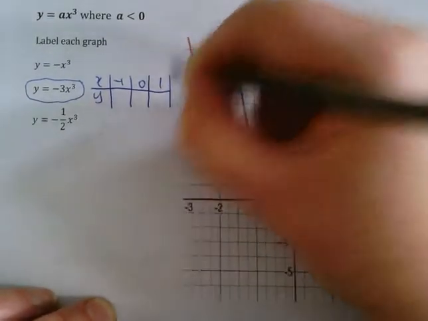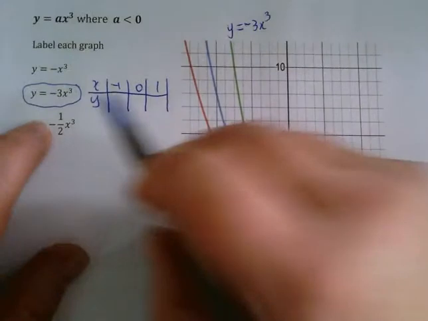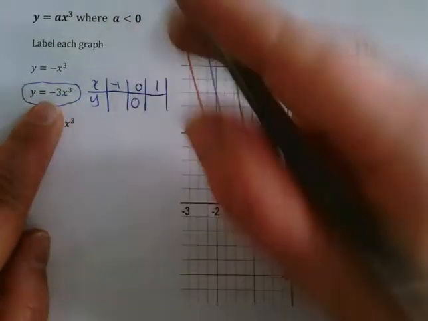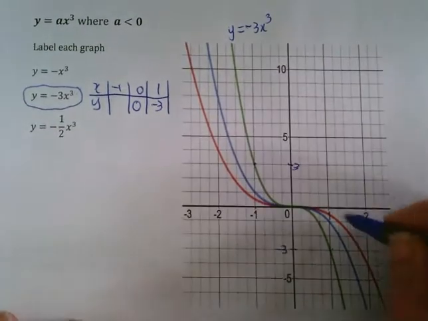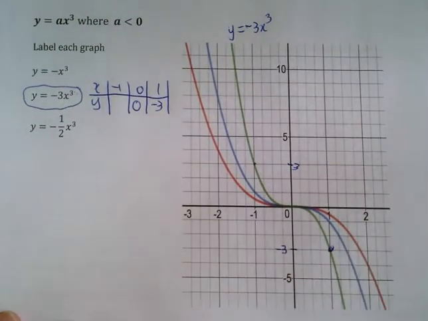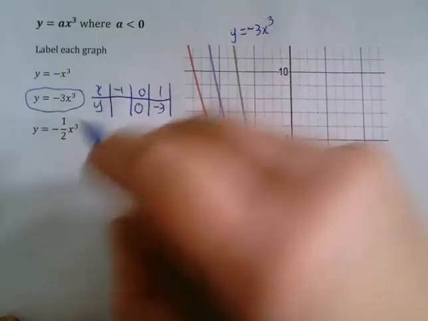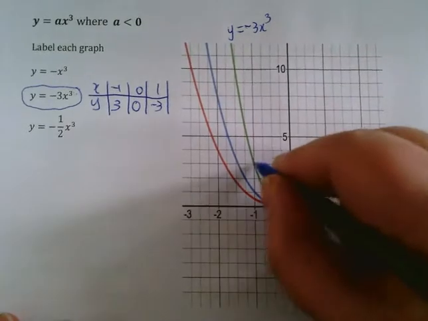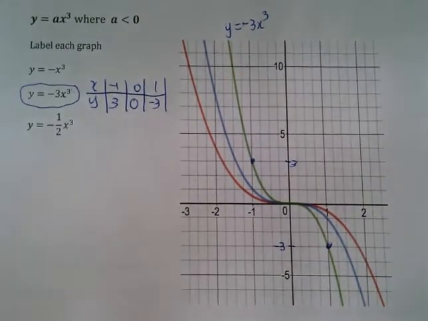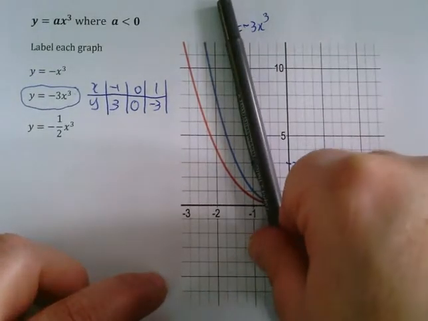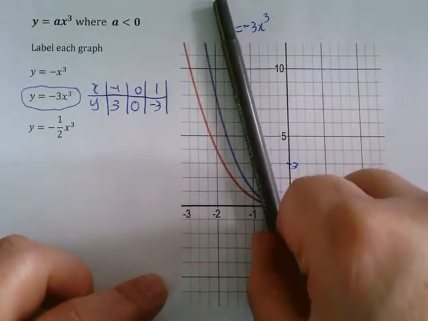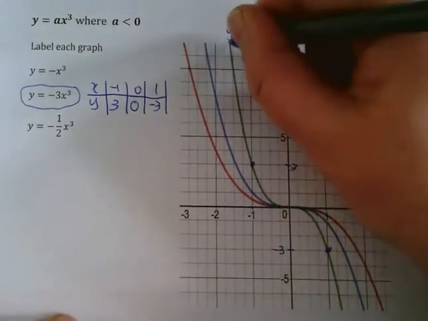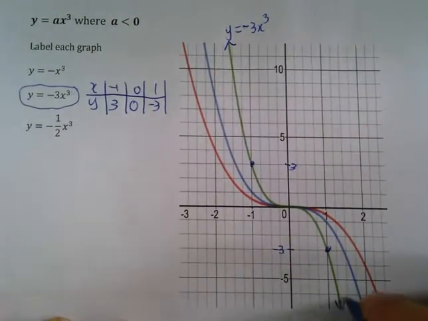And we'll see. y equals negative 3x cubed. When x is 0, y is 0. When x is 1, 1 cubed is 1 times negative 3 is negative 3. So 1, negative 3. It's the green one. And negative 1 cubed is negative 1 times negative 3 is positive 3. Negative 1, 3. So the green graph, see, this is steeper. Look, just pretend you're walking up the hill. This is the steepest hill, then that one, then this. So y equals negative 3x cubed is the green one.